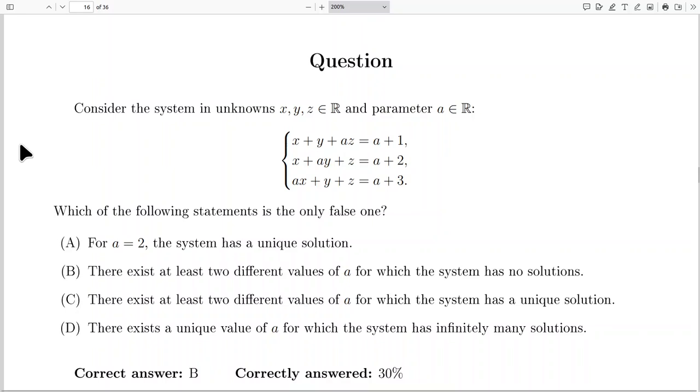Okay, this is a nice little linear algebra question. It actually comes from the entrance exam for engineering students at Flemish universities, and you can see that only 30% of the applicants answered it correctly. So if you want to try it yourself, you can read the question, pause the video and have a go at it.